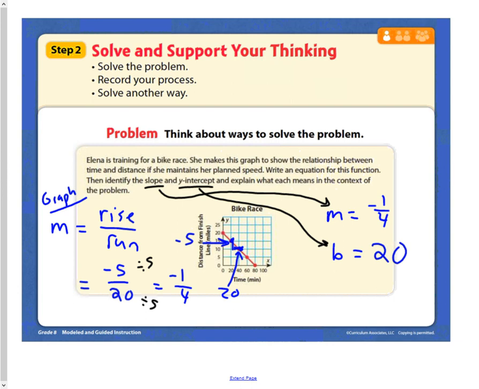Okay, I want you to think about what that means in the problem though. The rise was the distance and the run was the time. That means if she keeps her speed, and she should end at 80 minutes, it looks like, for every 1 mile she goes, it's taken 4 minutes. So 1 mile taken off of her way to the finish is 4 minutes. Okay.